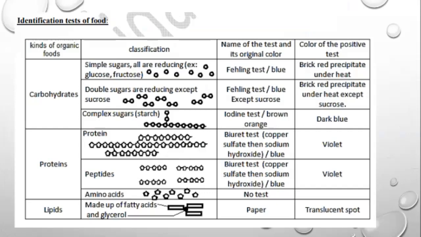Iodine test for starch and carbohydrates, Biuret test, which includes the copper sulfate and sodium hydroxide mixture. Please notice that this mixture of copper sulfate and sodium hydroxide is called the Biuret test, which tests protein, okay? And finally, the lipid test. So let's see together the identification test of these three foods.